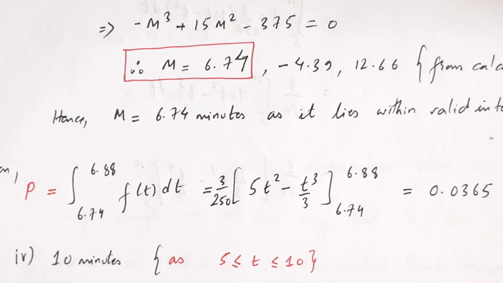The fourth question simply says to state the greatest possible length of time to complete the test. In this case, you could just go with the value of t equals 10, because our domain here goes from 5 to 10.